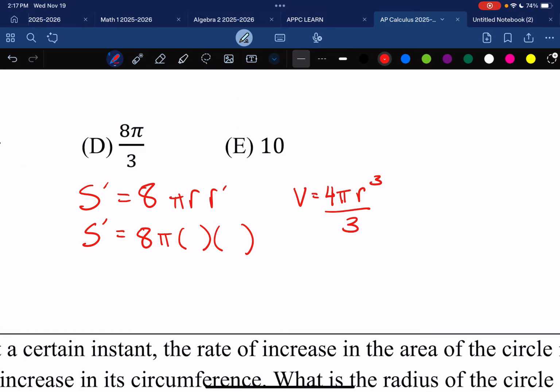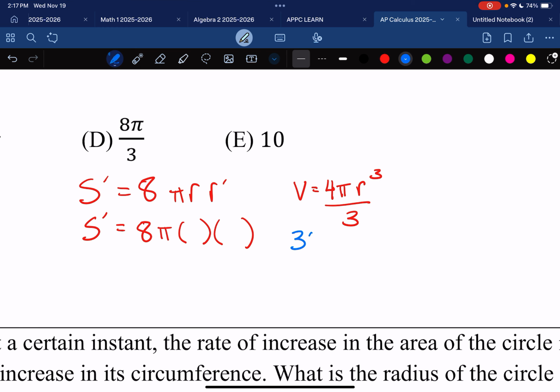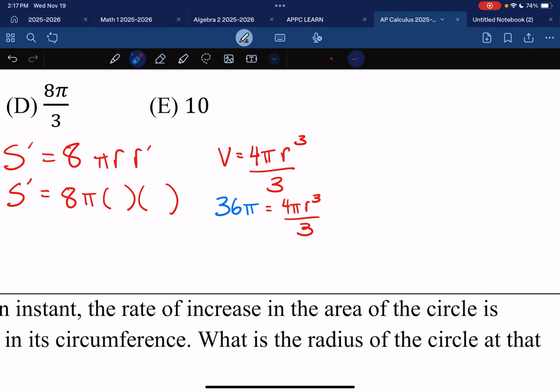So I can come over here and say 36π is equal to 4π r cubed all divided by 3. And I'm noticing there's one variable, and I can solve for that one variable, which will be really nice. All right, so what do we have going on over here? I'm going to multiply both sides by 3 first. No, that's too big. Let's divide both sides by 4 first.